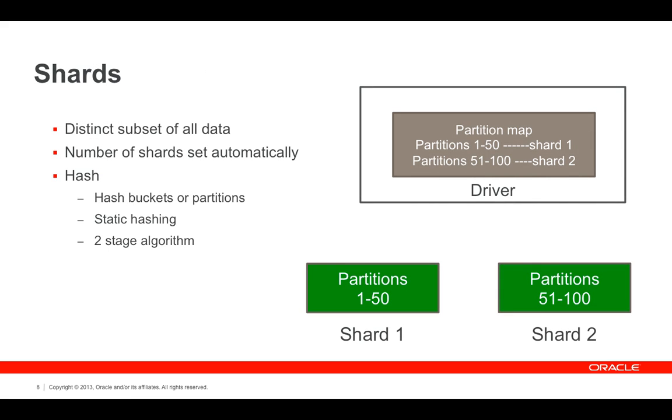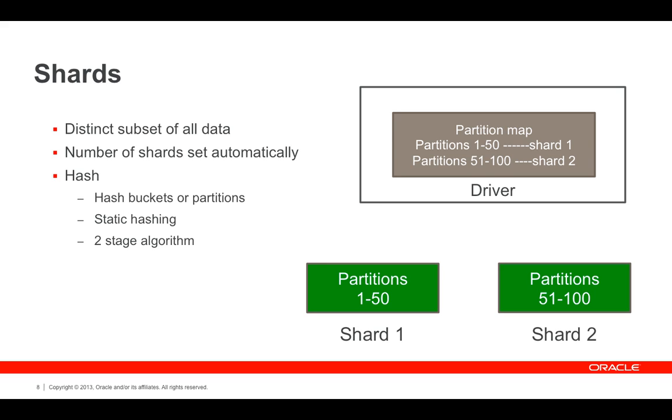Shards are non-overlapping subsets of your data. Okay. For example, if your data has 100 records and you have 2 shards, then each of those shards will contain 50 records. Number of shards is set automatically by the database.